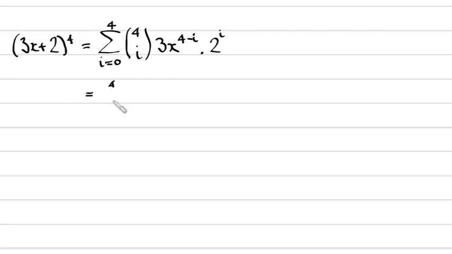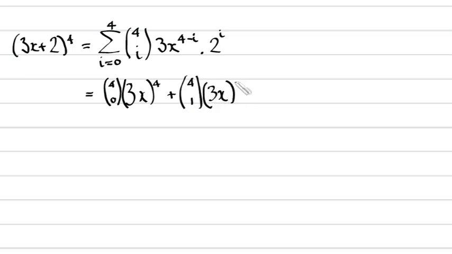So the first term will be where i is equal to 0. So we have 4 choose 0 items by 3x to the 4 minus 0, which is just 4, and by 2 to the i, which is 2 to the 0, which is just 1. Next term, 4 choose 1 times 3x to the power 3. We reduce the power of x by 1, by 2 to the power 1. Next term, 4 choose 2, and the powers of x are decreasing, so it's 3x squared. The powers of 2 are increasing, 2 to the power 2.